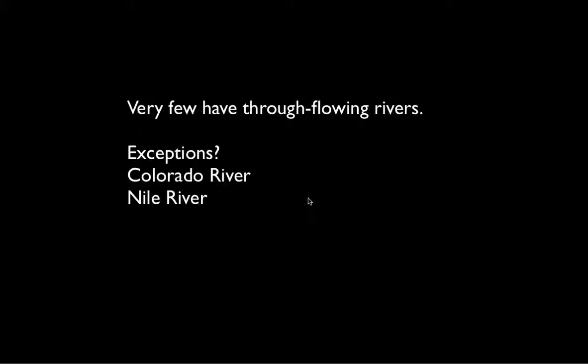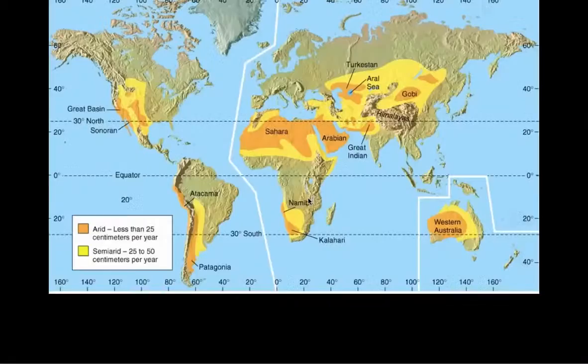Now, notice that very few deserts have through-flowing rivers. Let's go back. How many through-flowing rivers are in this huge area? One, the Nile. In this area, not many at all.